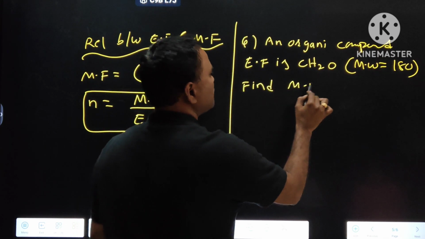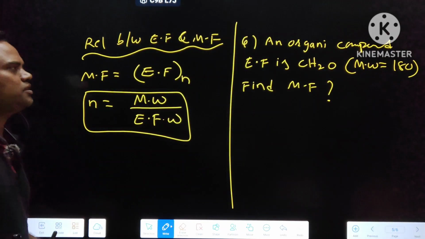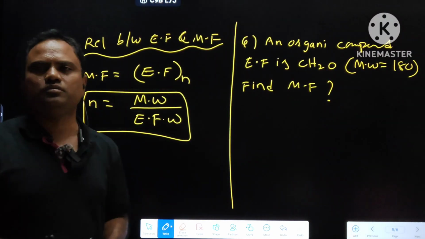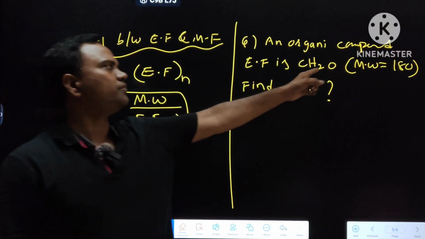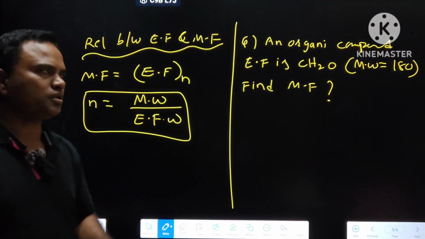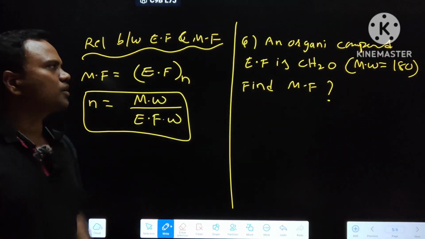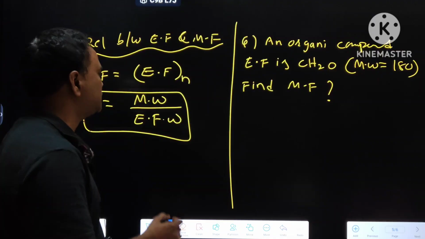Find the molecular formula. An organic compound's empirical formula is given, and its molecular weight is given. We have to find the molecular formula. Sometimes we have to find the empirical formula. Okay, by using this procedure table that I gave before. First of all, calculate the empirical formula weight.